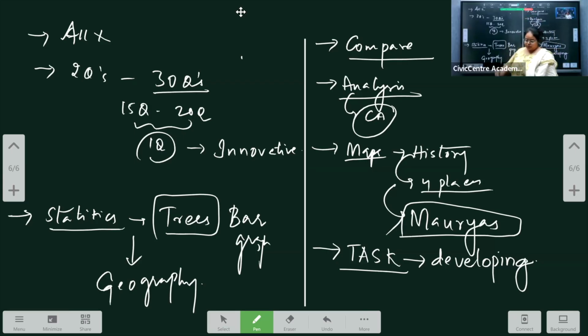Apart from that, if you have any other doubts, I will take the doubts. Any other doubts? Kishore garu, do you have any doubts?